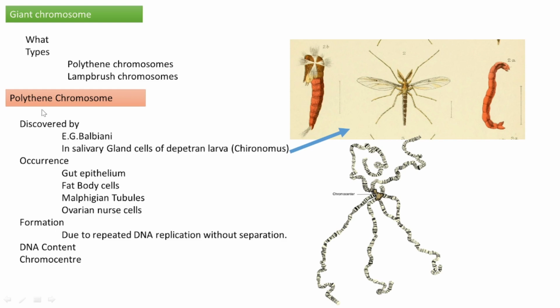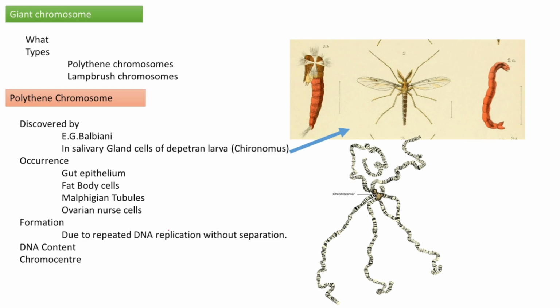Then how is this polytene chromosome forming? Due to repeated DNA replication without separation. I hope that at a basic level you all know what DNA replication is. So DNA replication is happening, but that replicated DNA is not separating into different daughter cells. So by that way, the number of strands is increasing in one cell itself. By that way, polytene chromosome is forming. And we need to understand another term, that is DNA content.